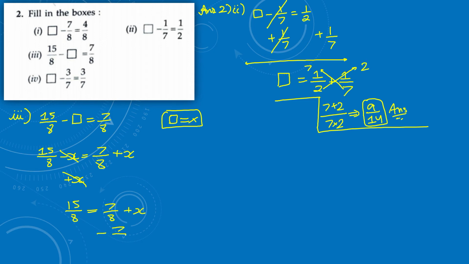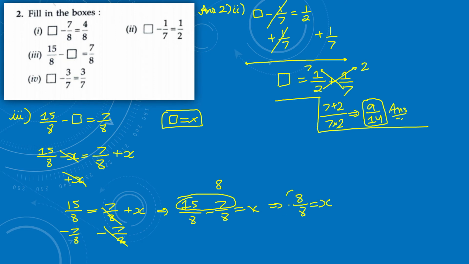Now I'm going to subtract 7 upon 8 from both sides. Cancelling from the right hand side, we get 15 upon 8 minus 7 upon 8 equals x. Now 15 minus 7 is 8, so we get 8 upon 8 equals x, which means x equals 1. It was a pretty common question, and I hope you understood it. You can write it as box equals 1. So we have solved this question.